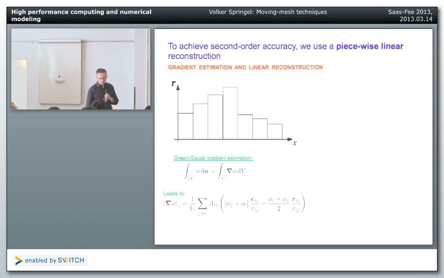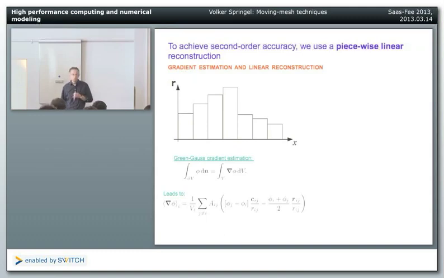Another important thing: we discussed the need for gradient estimation. In the Voronoi case, as in the unstructured case, you can do this using a Green-Gauss gradient estimation technique, which basically says that the surface integral of a scalar dotted into the surface normal is equal to the volume integral of the gradient of the scalar. You can use this to estimate the gradient of the scalar in a cell by estimating the surface integral. That leads to a gradient estimation formula for the Voronoi mesh.